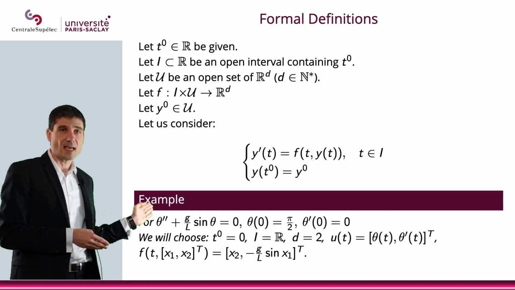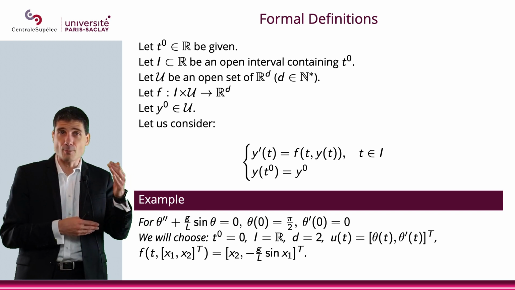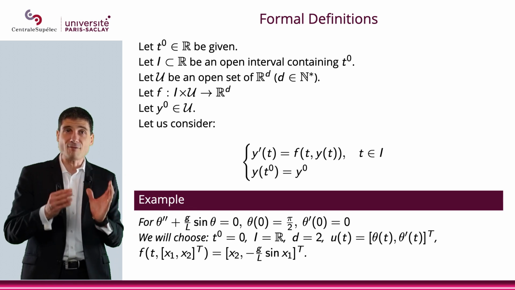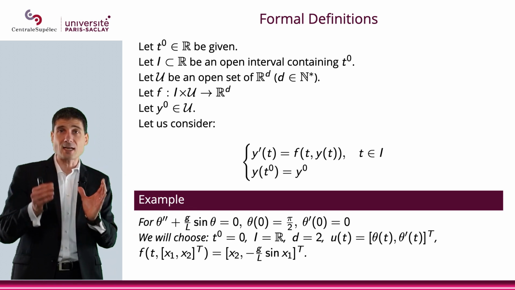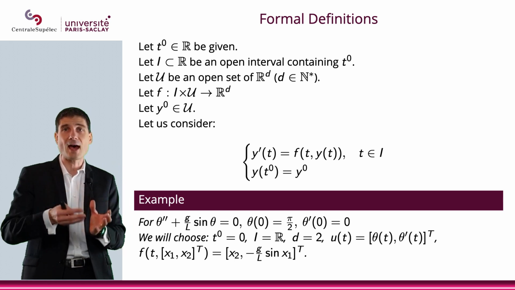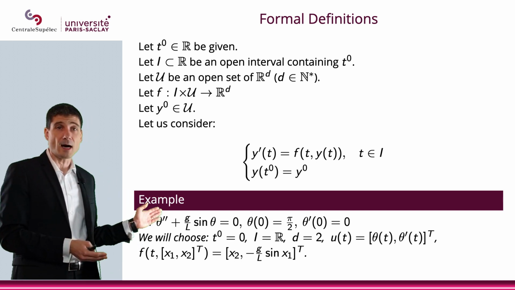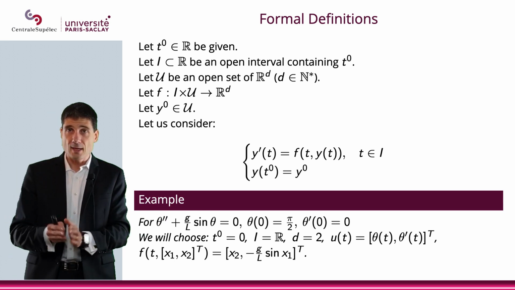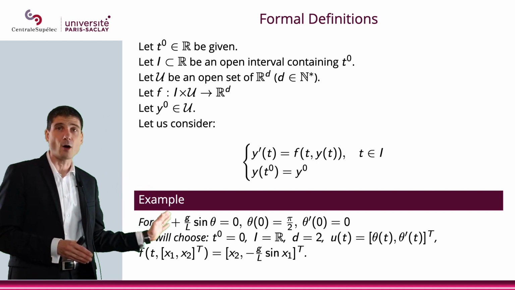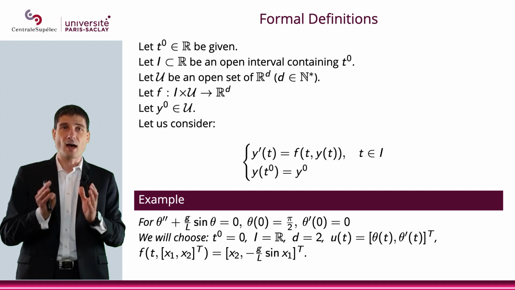I'll take f of t, x1, x2 equals x2 for the first component and minus g over L sine x1 for the second component. If I do this, then basically I can reduce my second order ODE to a first order ODE. I just have to increase the dimension of the problem from 1 to 2. And this is why I choose d equals 2. Now, if this is not clear to you, again, please stop the video, make sure you understand completely how this works, and then come back with us once you have fully understood how this works.